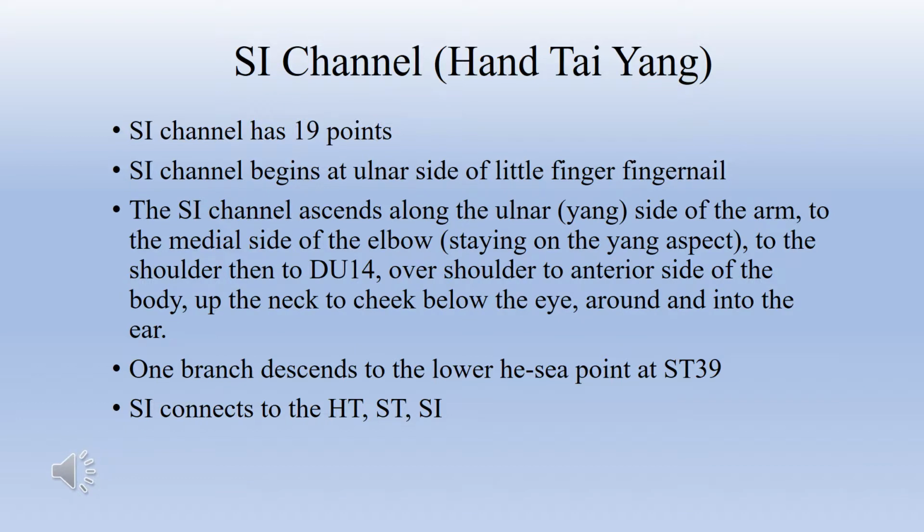The SI channel, Hand Tai Yang. The SI channel has 19 points. The SI channel begins at the ulnar side of the little fingernail. It ascends along the ulnar or yang side of the arm to the medial side of the elbow, staying on the yang aspect, to the shoulder, then to Du14, over the shoulder to the anterior side of the body, up the neck to the cheek below the eye, around and into the ear. 1 branch descends to the lower He point of stomach 39. The SI connects to the heart, stomach, and SI.